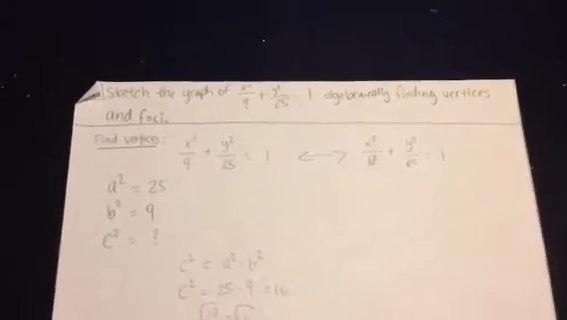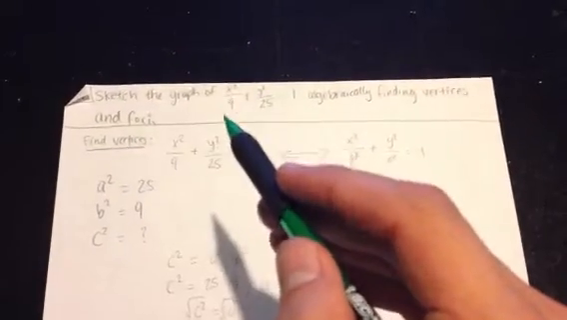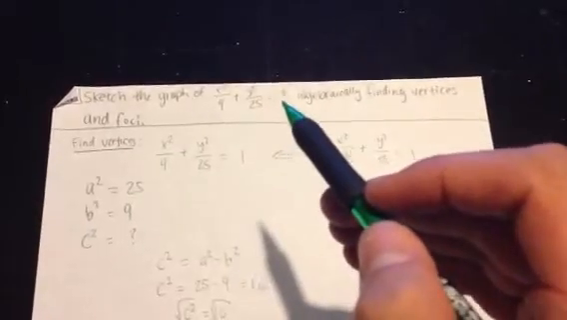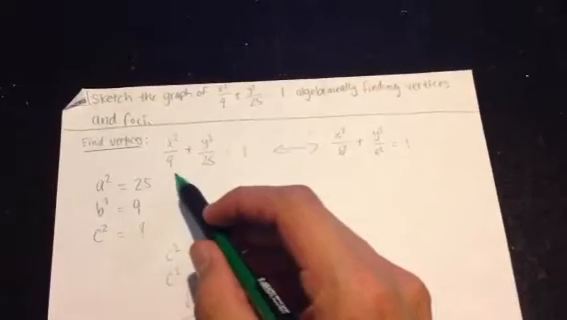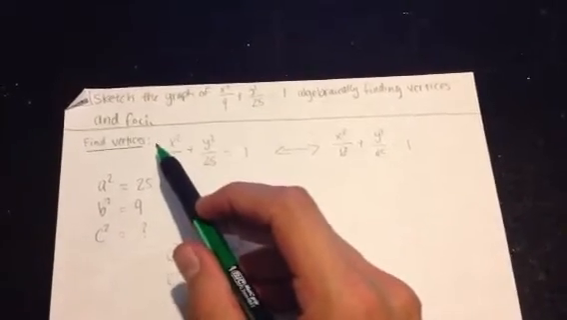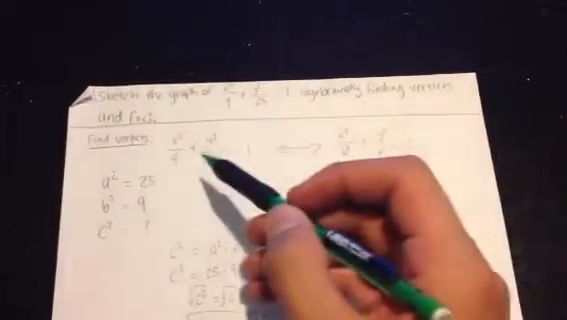Hello. So if you've been asked to sketch the graph of x squared over 9 plus y squared over 25 equals 1 algebraically, finding vertices and foci, and you're not sure how to do so, you picked the right place to be. So the first thing we're going to start with is finding the vertices algebraically.